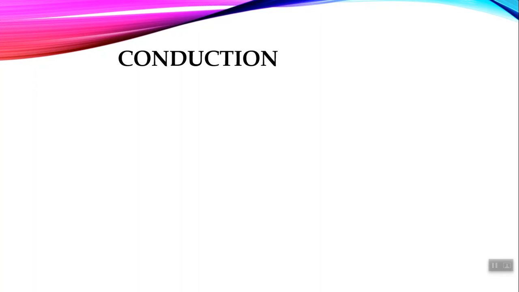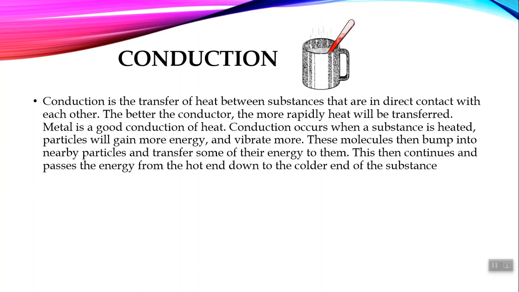Next, we are going to discuss what is conduction. The process by which heat is transferred from the hotter end to the colder end of an object is known as conduction. In solids, generally heat is transferred by the process of conduction. Conduction is the transfer of heat between substances that are in direct contact with each other. The better the conductor, the more rapidly heat will be transferred. Metal is a good conductor of heat.